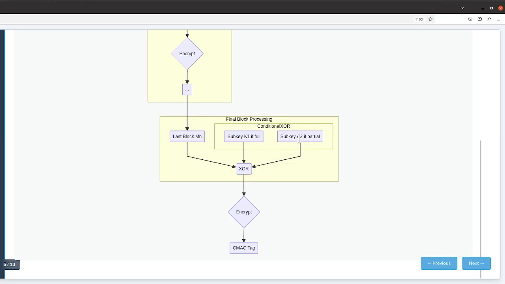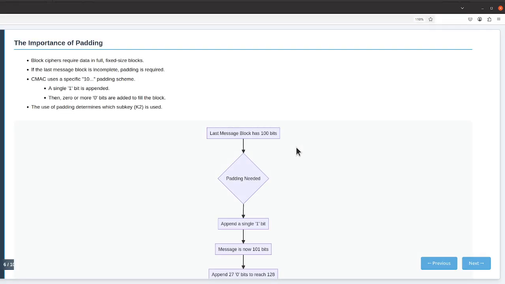The output of this final encryption step is the CMAC tag. This final step using K1 or K2 is critical for the security of the algorithm. The importance of padding. In the world of block ciphers, data must be processed in fixed-size chunks or blocks.